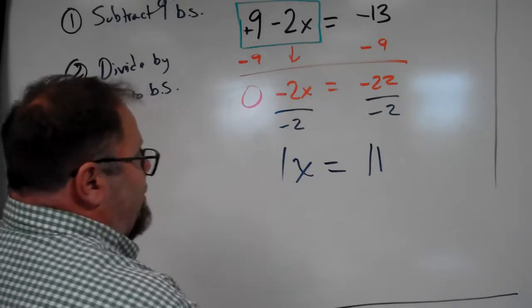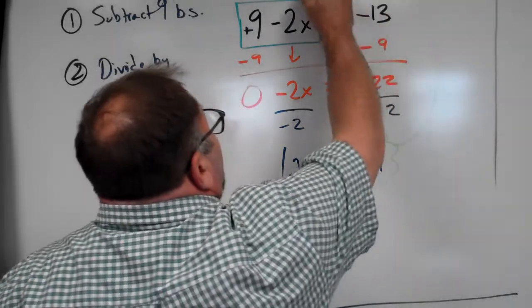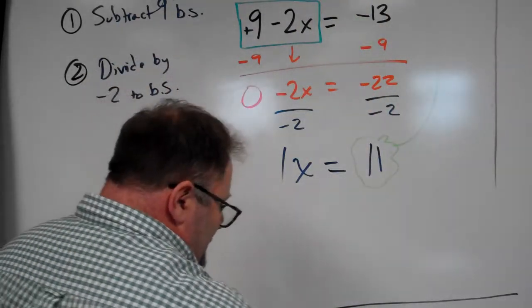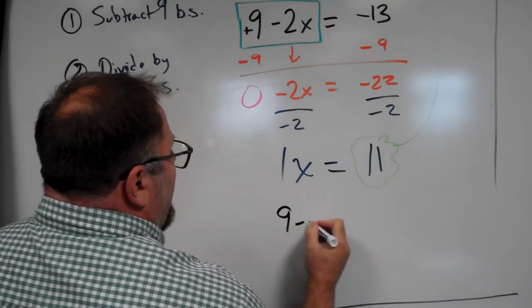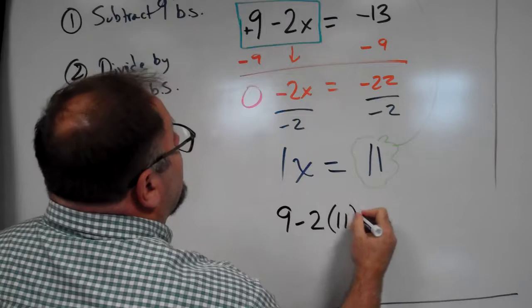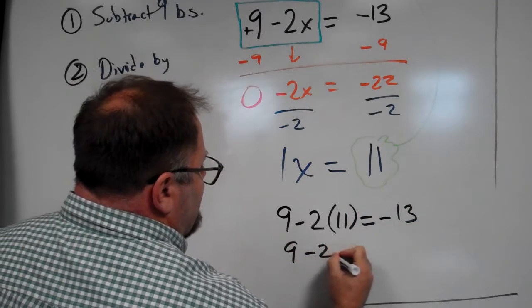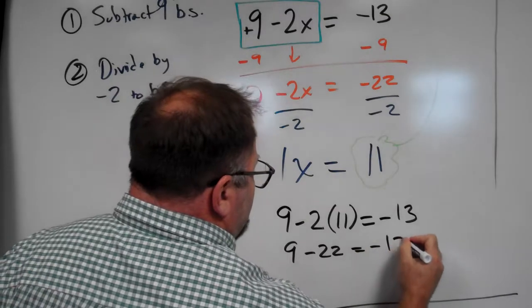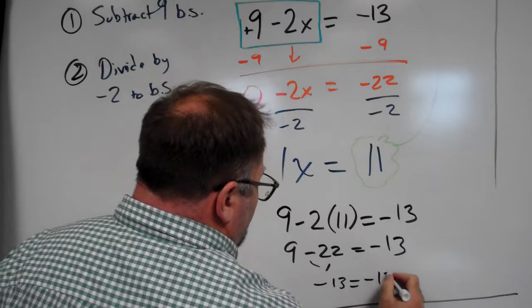All right, let's put the cloud around it. Cloudville. I don't know if you can see that. We're going to fly it up here, do that thing. And then very mechanical here. So I got 9 minus 2 times 11 equals negative 13. 9 minus 22 equals negative 13. When I put those together, I got negative 13 equals negative 13, and that checks.